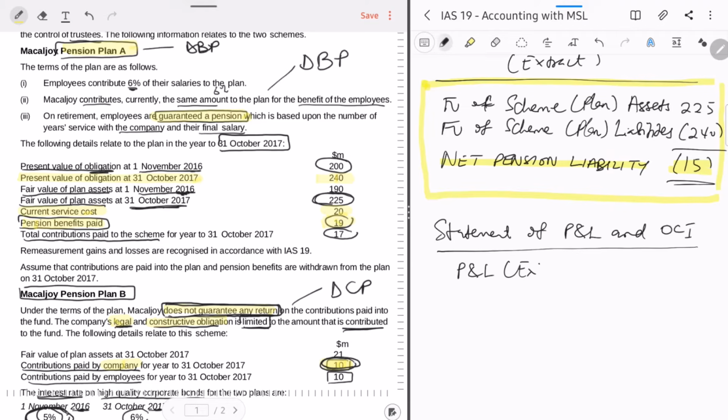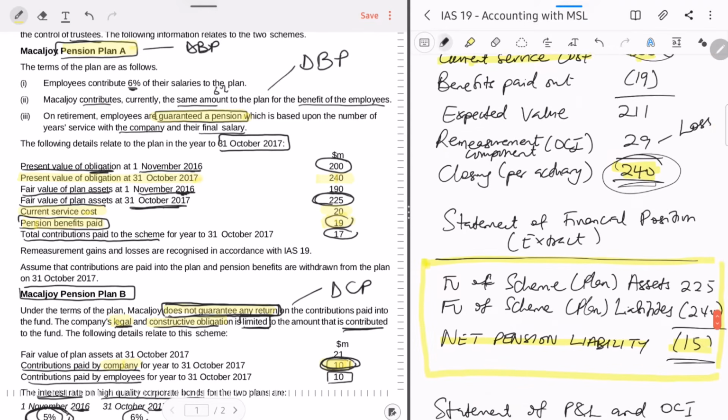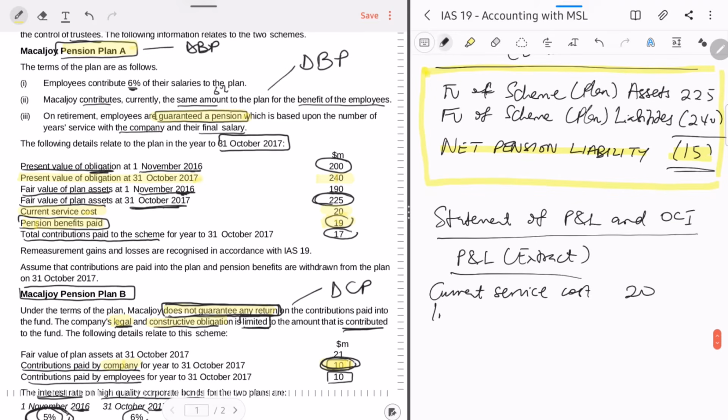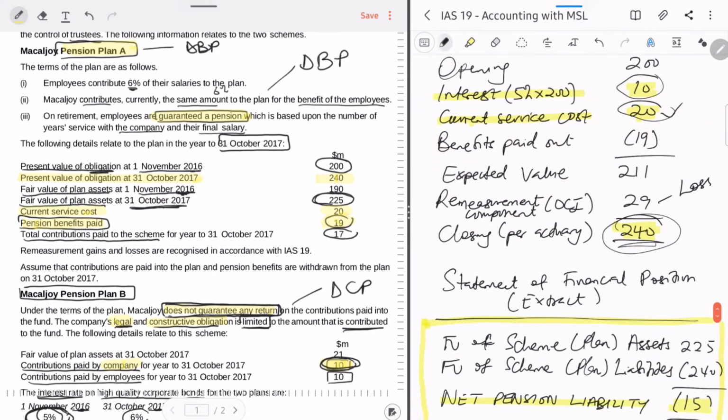P&L extract. So I just write what? My current service cost. This is an expense. What did I get? I think it was here 20, this figure. So I put here 20. Then I have my interest expense. This came from the liability, if you remember. What did I get? 10. So I add 10 to it.